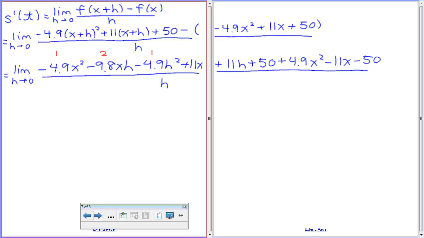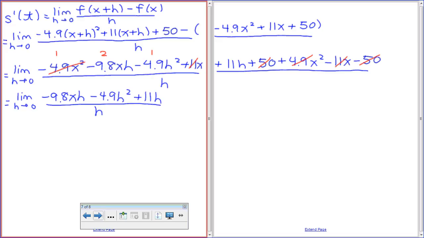All right, Bailey, why am I happy at this moment, other than the fact that I'm always happy? Just these can cancel out. Good, what cancels, please? The negative 4.9x squared, the 11x's. I think that's it, isn't it? Okay, so I'm left with then equals the limit as h approaches 0 of negative 9.8xh, negative 4.9h squared plus 11h, over h.